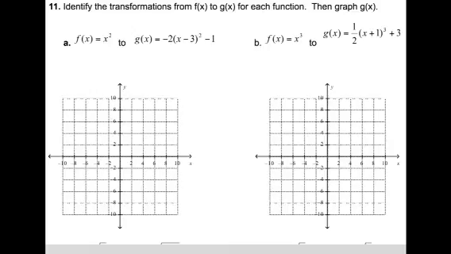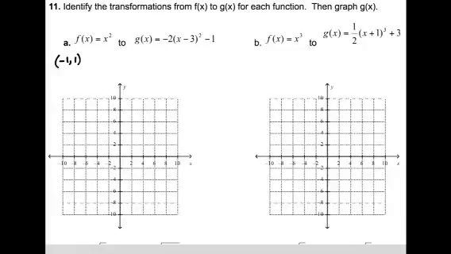Okay, so first they want you to identify the transformations from f of x to g of x. So it starts off as a parent function quadratic, a parabola. And so here is the g of x, a transformed function. So this 2 right here is a vertical stretch by a factor of 2. This negative is a reflection over the x-axis. This 3 is translated to the right 3 units, positive to the right, and this one, this negative 1, is translated down 1 unit.